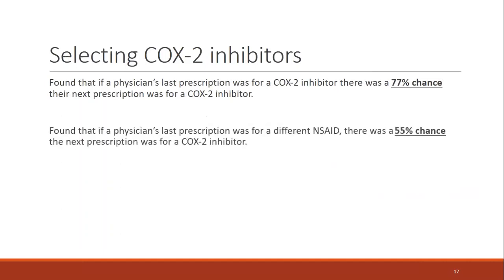They also found, and again, this isn't ideal, that if the physician's last prescription was a different NSAID, so not a Cox-2, there was only a 55% chance that the next prescription would be a Cox-2. This was done at a time when Cox-2s were really popular, so I think that's throwing this off somewhat. But again, if the prior prescription was a Cox-2, there was a 77% chance that the patient got a Cox-2. If the prior prescription was a different NSAID, there was only a 55% chance.